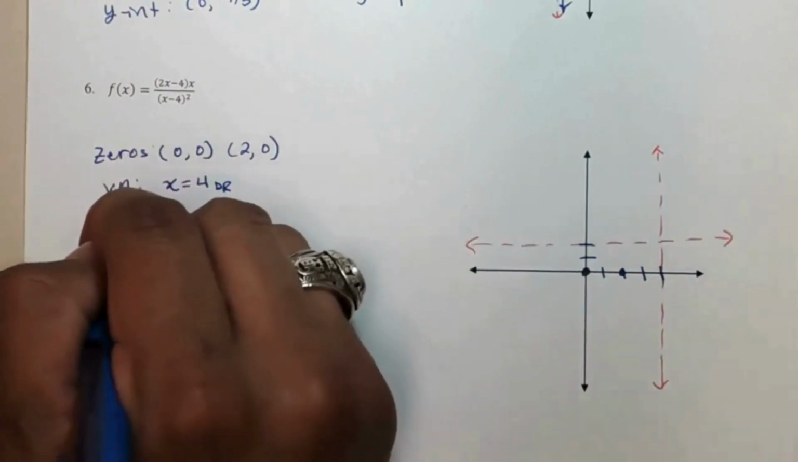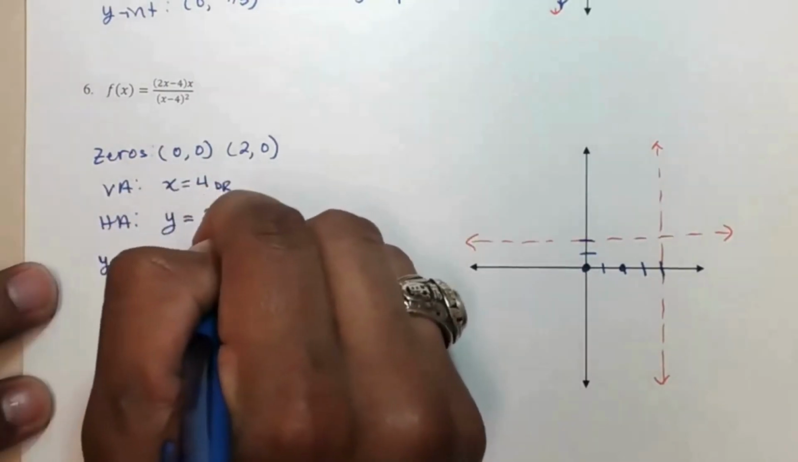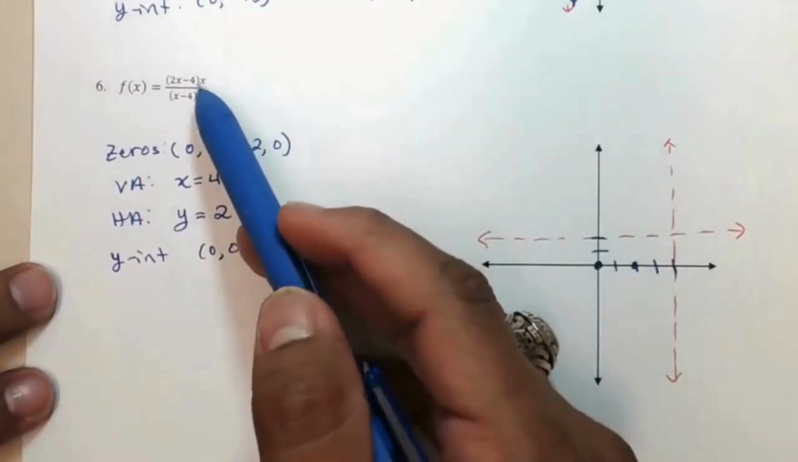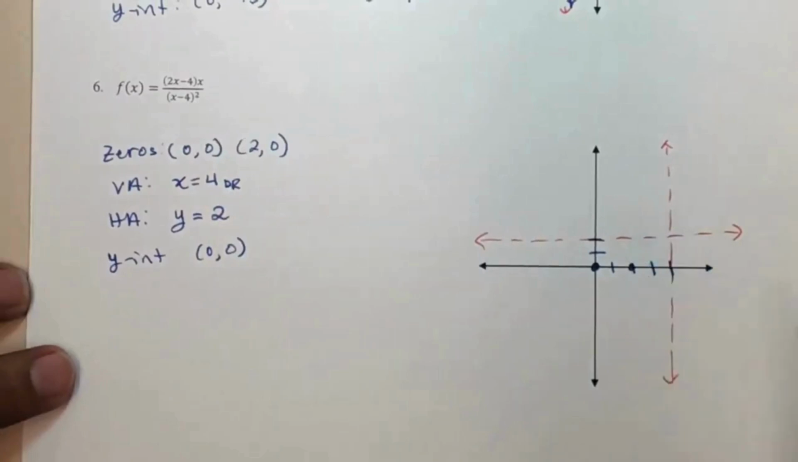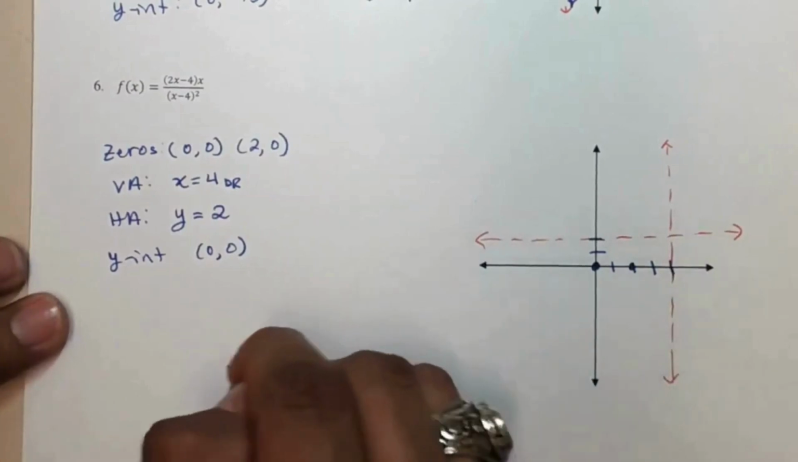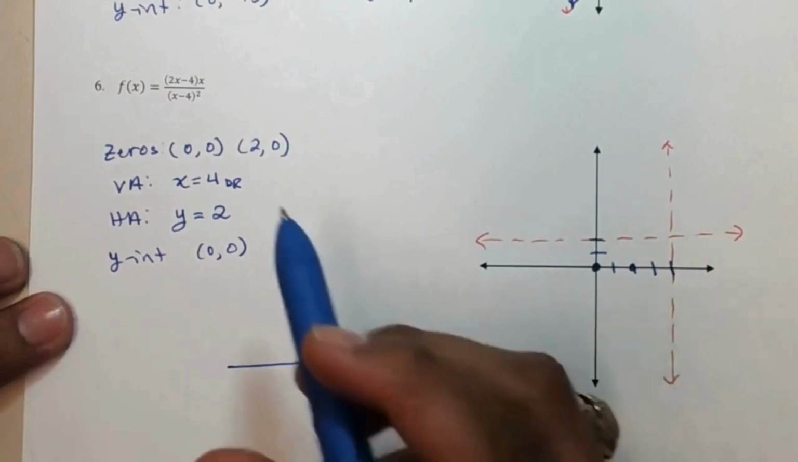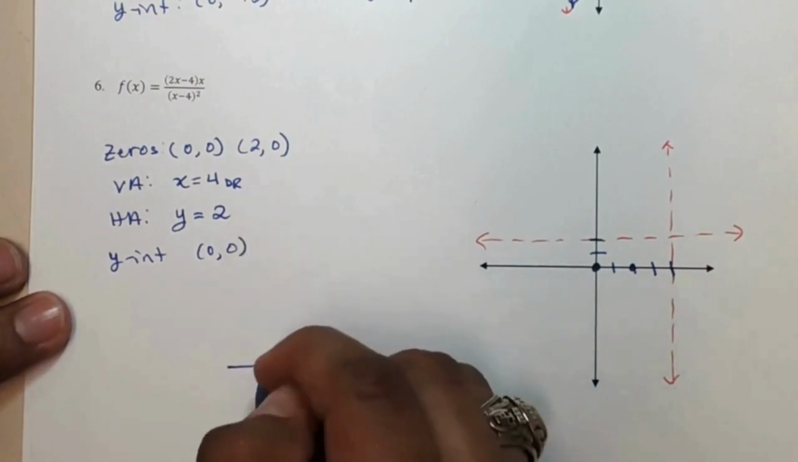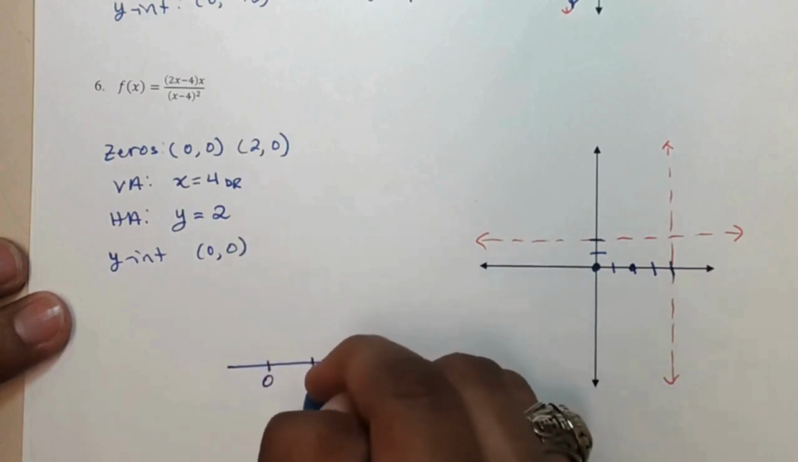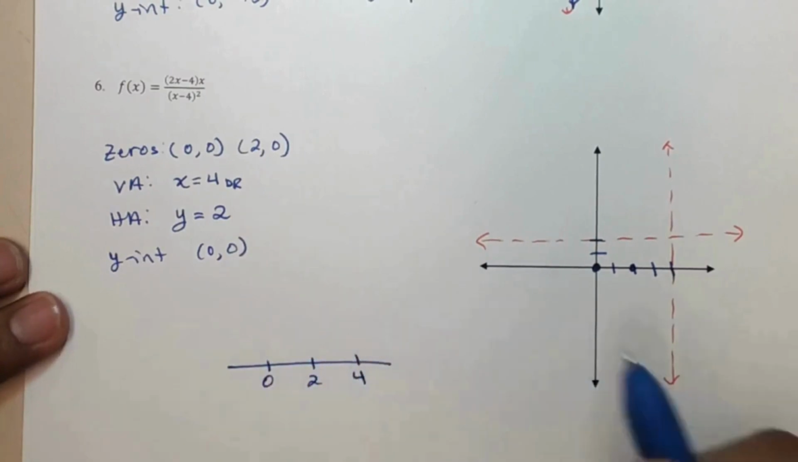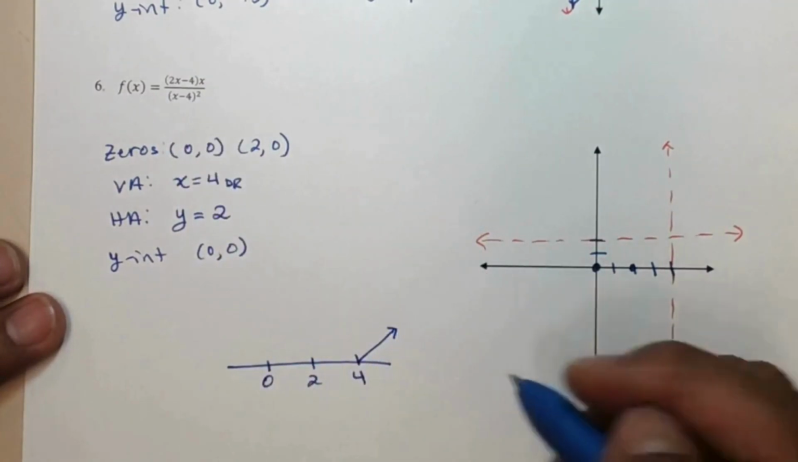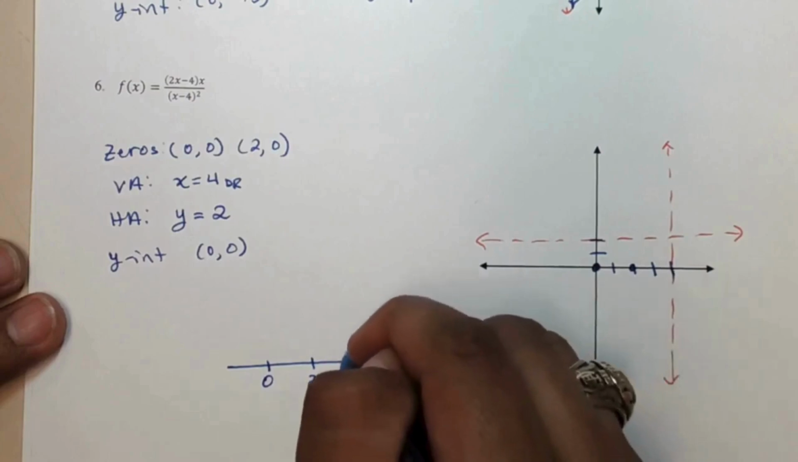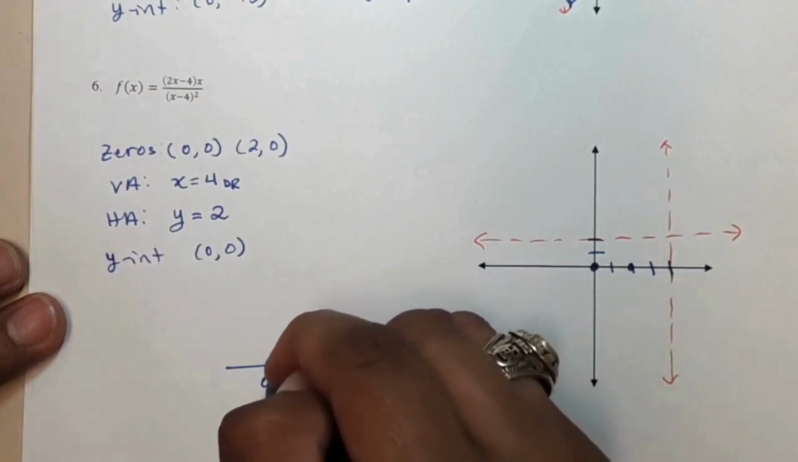And then what happens for our y-intercept? Well, if we plug in 0, we end up getting 0 over 16, which is still 0. So this is all I have. How do I know what my graph looks like? Well, if I use my wave, I have 0, 2, and 4 as my important x values, my critical points. Since the leading coefficients are both positive, we're going to start up here, but 4 is a double root, so it's going to bounce off of 4 and go through 2 and through 0.